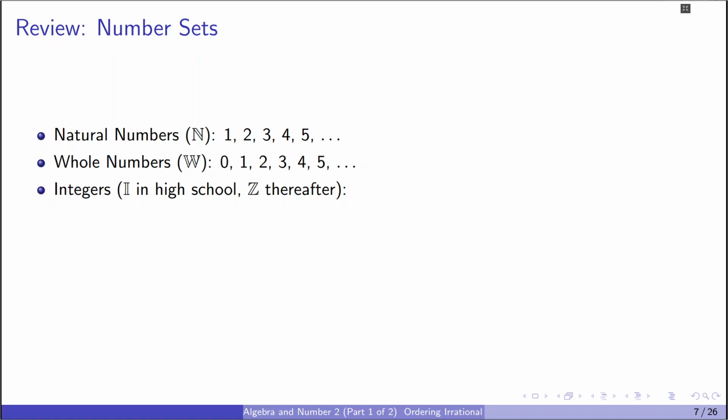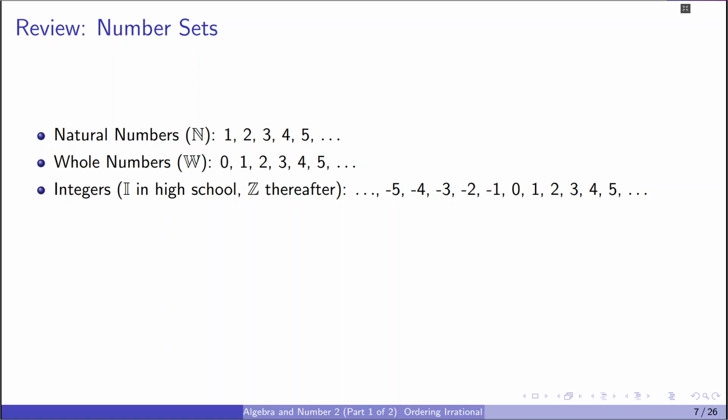Anyway, all that said, I will be trying to stick with Z. You might see I. But the integers are the whole numbers and their negatives. So -5, -4, -3, going as far as we need in either direction.